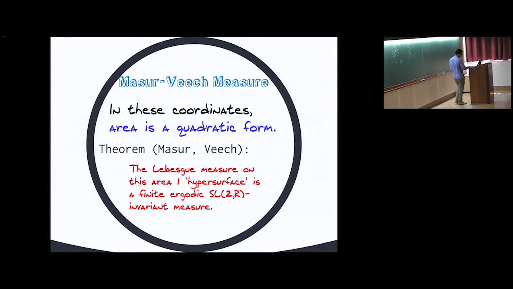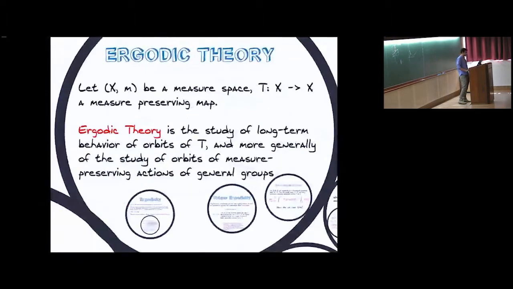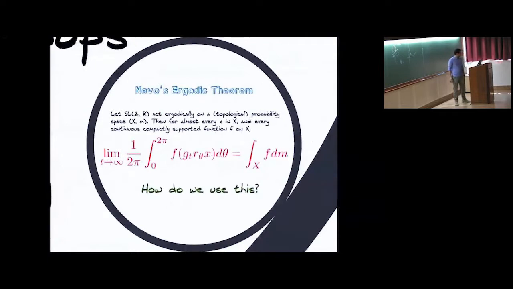But this now allows us to use ergodic theory. We're going to use this ergodic theorem of Nevo's, which says, morally, now do not quote this statement, this statement has a lot of lies in it, but morally this statement is true. If SL2R acts ergodically on a nice probability space, which also has some topology, for almost every x, you look at the integral of f of g_t r_theta x d theta, it converges to the integral of f over the whole space. So you're integrating over a bigger and bigger piece of orbit, it converges to the integral over the whole space.